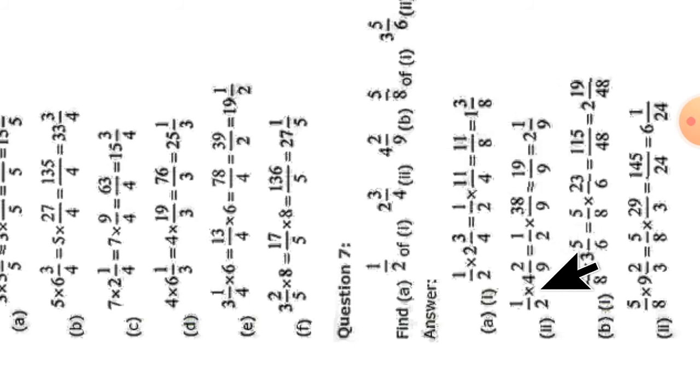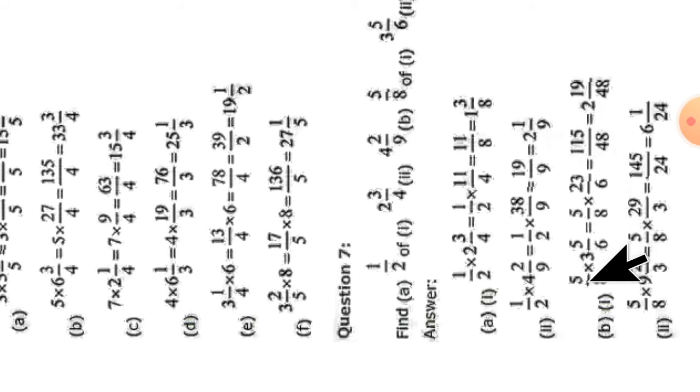Now 1 upon 2 into 4 integer 2 upon 9. So 9 4s are 36. 36 plus 2 will be 38. So 1 upon 2 into 38 upon 9 equal to 19 upon 9. You will cut 2 1s are and 2 19s are 38. So 19 upon 9 equal to, divide 19 by 9, you will get 2 integer 1 upon 9.